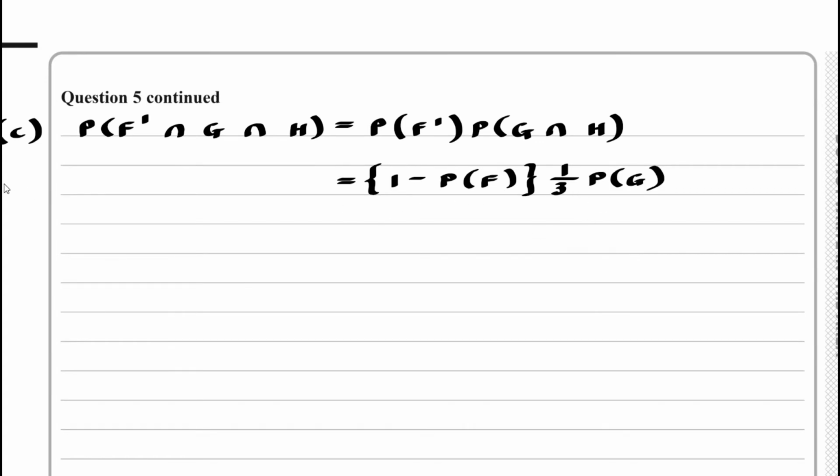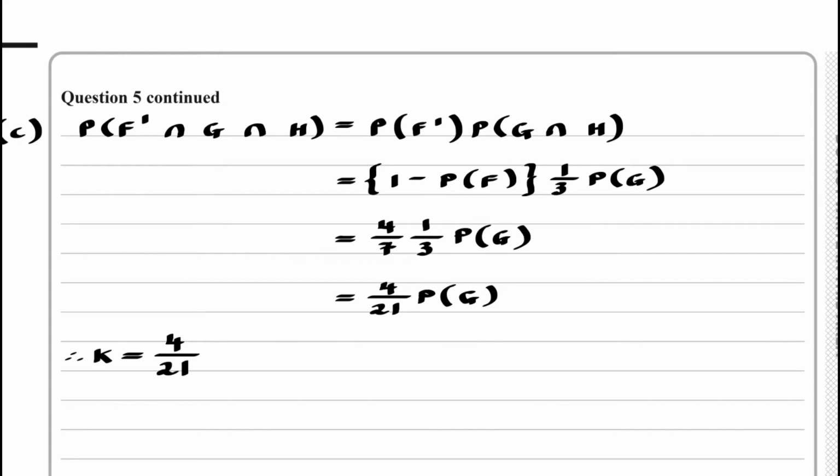Now, we know what the probability of F is from the question. That was 3/7. So 1 subtract 3/7 is 4/7, and we multiply 4/7 by a third multiplied by the probability of G. 4/7 times a third is 4/21. We then multiply this by the probability of G. And therefore, the probability of F dash and G and H is equal to 4/21 multiplied by the probability of G. So K is equal to 4/21.